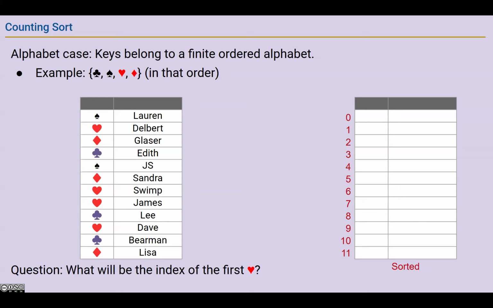Let's say that I want to sort this, and I'm going to ask you this: what is the index of the first heart going to be? Can you tell without fully sorting the list? How can you tell? Let's take a minute or so to come up with that.